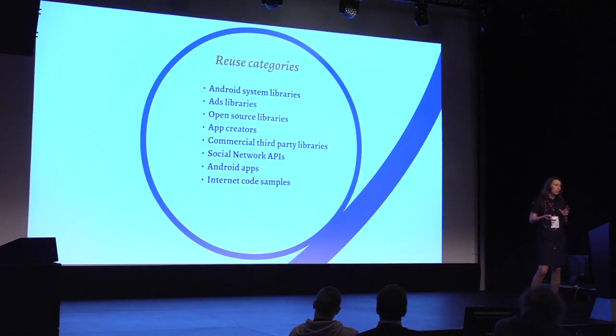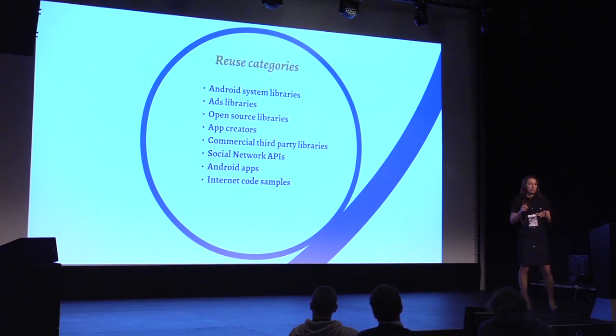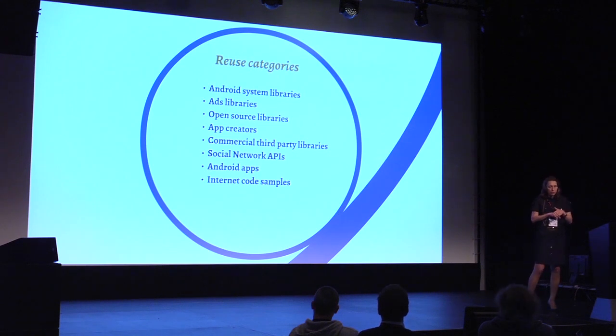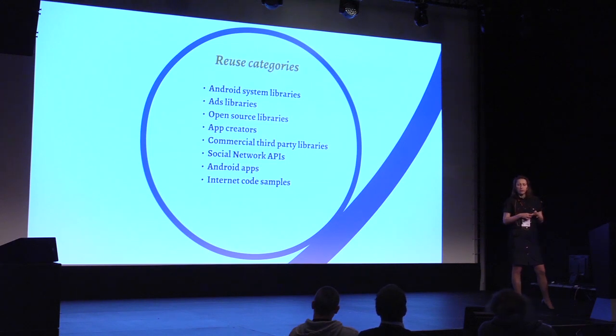Since I'm talking about reuse, we set aside several categories that we thought are most likely to see reuse, and you can see them here. Android system applications: this is basically the SDK environment, the legitimate environment, and it includes all the tools and libraries that come with the SDK. The ad libraries: these are the most common libraries that we could find. The open source libraries: these are free libraries that can be reused for building Android applications.